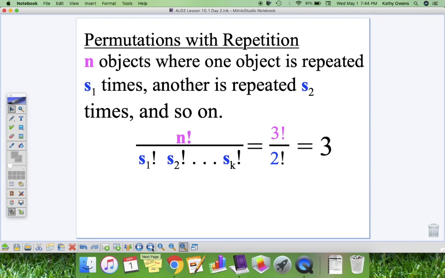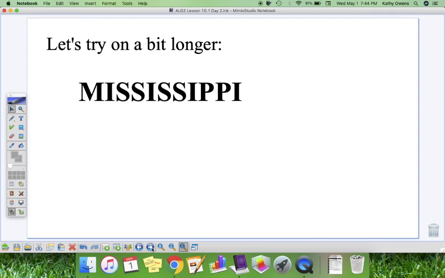Let's try one a little bit more complicated. Take the word Mississippi, a long word, 11 letters in it. Let's color code it. With 11 letters, our numerator would be 11 factorial. Now let's start looking through. Well, the M is only in there once. It doesn't need to appear in the denominator. It's only letters that are repeated. The I in orange is in there 4 times. So I'm going to have a 4 factorial in the denominator. That whole factorial represents the letter I. The number 4 tells you that the I is in there 4 times.